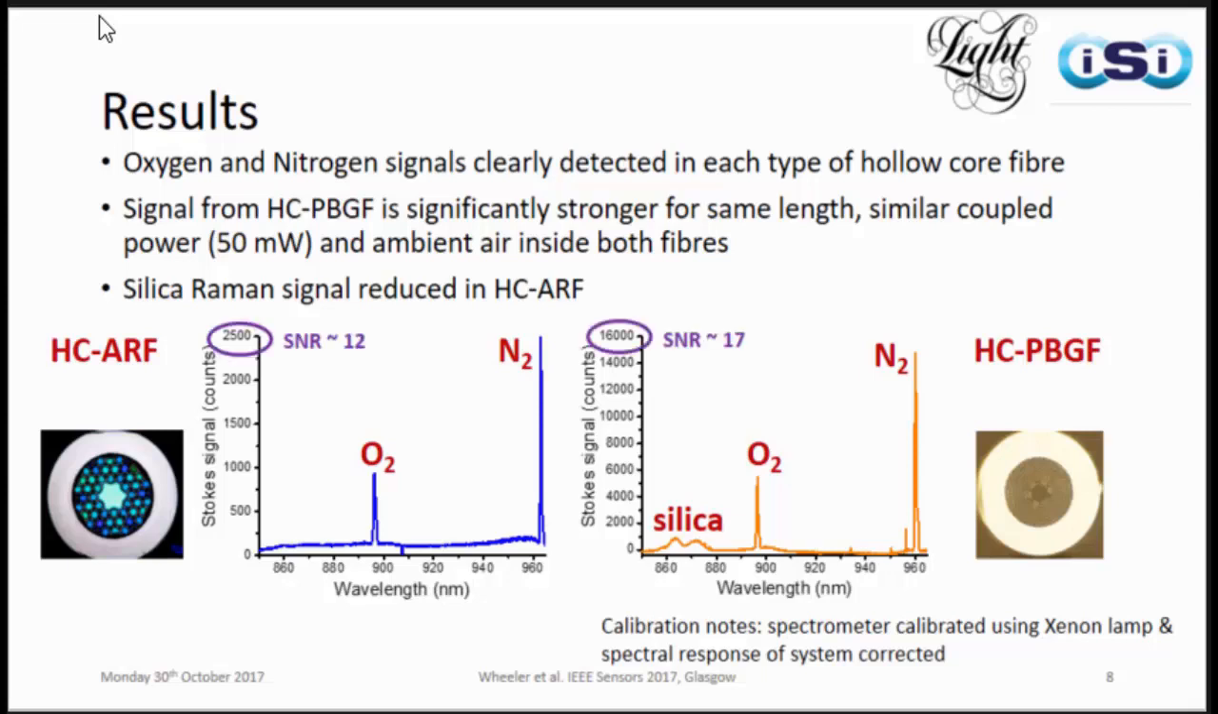We get a much higher number of counts in the bandgap fibre, and we do see a bit more background noise in this fibre, but even with that, we have a higher signal to noise ratio in the bandgap fibre.